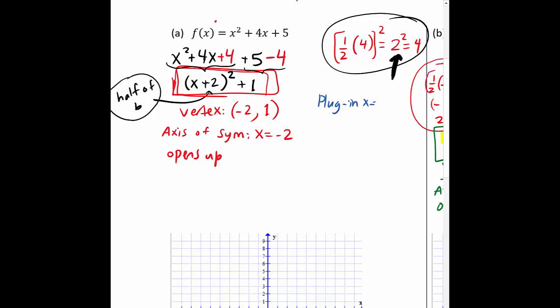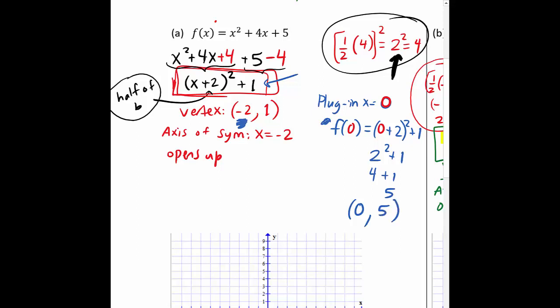I'm going to plug in anything that's close to the vertex x value. Well, it's -2. I like a 0. That's pretty close, and it's a nice number. So this is f of x, and I'm going to plug it into the nicer one that I just simplified it into: (x plus 2) squared plus 1. But I want to plug a 0 in there. Then I'll simplify this guy. That's 0 plus 2, that's 2 squared plus 1. 2 squared is 4, plus 1 is 5. That point must be (0, 5), because I plugged the 0 in for x.